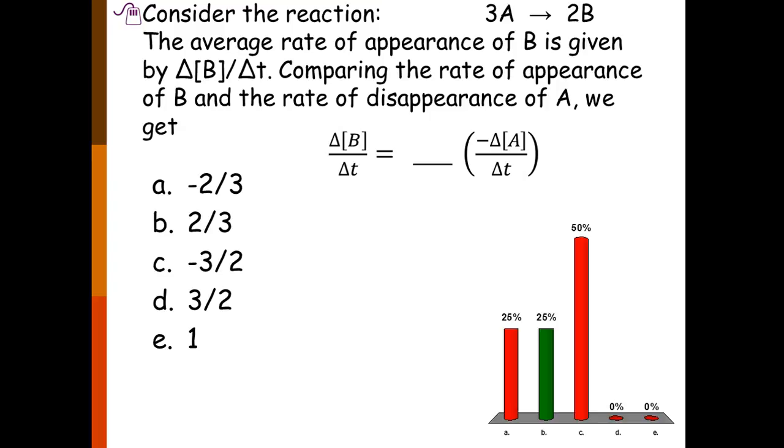Okay, so you should have answered B. When you solve the problem, you need to get the change in B over the change in time by itself, so divide by 3. You should get the fraction 2/3 times negative 1 times the change in A over the change in time. Don't feel bad if you got it wrong. Only 25% of the class got it right.